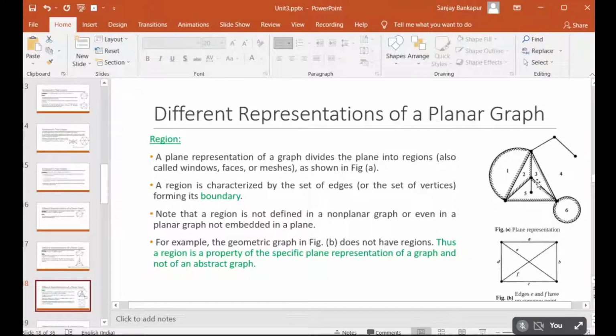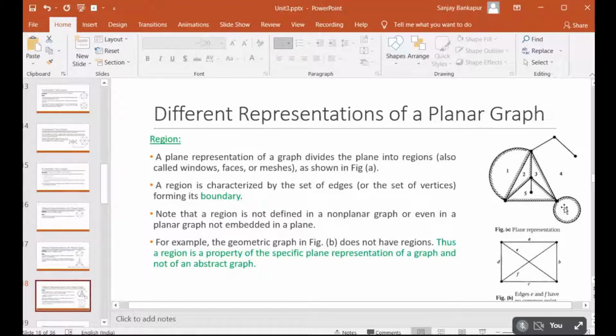Before going to that figure, we'll quickly see what actually a region is. A region is characterized by a set of edges or a set of vertices forming its boundary. So we now understand what a region is. With respect to this graph, how many regions are there? I already named them. The highest number is 6, right? 6 regions are there. I have already shaded that part almost the same way. This is one region, 2, 3, 4, consisting of everything outside, 5 and 6.